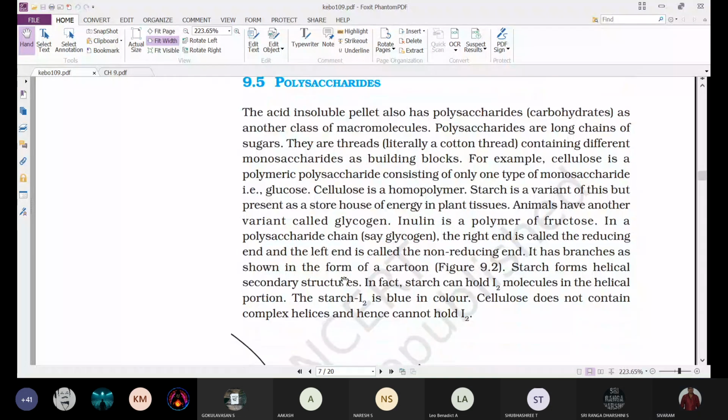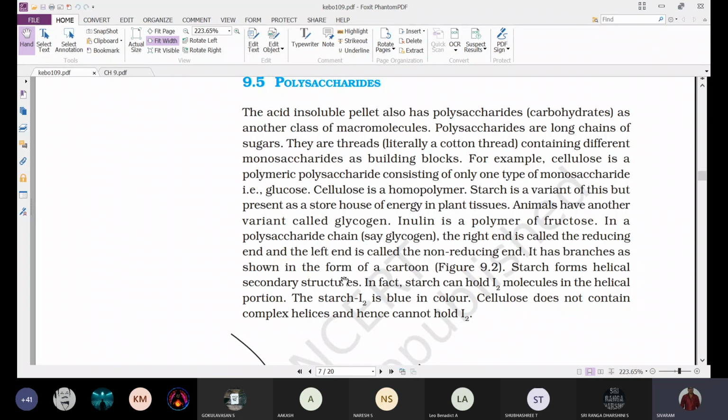And next, polysaccharides. Where are these proteins present? Proteins are present in the acid insoluble fraction because they are bio-macromolecules and they usually have a molecular weight of more than 10,000 Dalton. That's why they were placed under the bio-macromolecules.